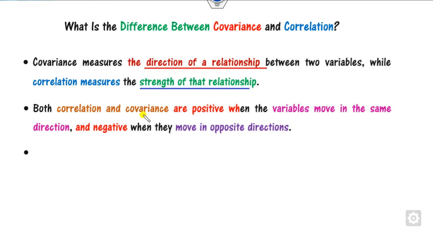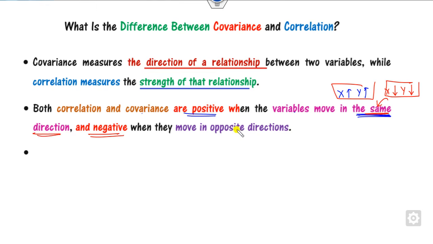Both the covariance and the correlation are positive when both variables move in the same direction. Look at that: the same direction means if x increases, y also increases, or if x decreases, y also decreases. On the other hand, when they are negative, they are in the opposite direction. If x is 1, 2, 3, 4, that is increasing, and y is 10, 9, 7 and -3, you can see x increases, y decreases, that is the opposite direction.